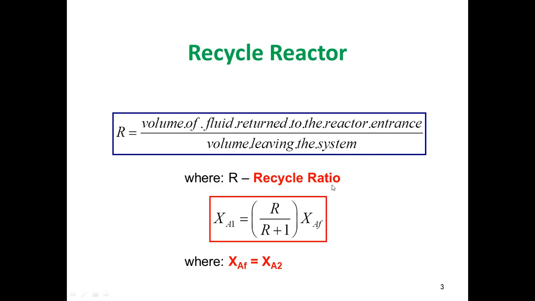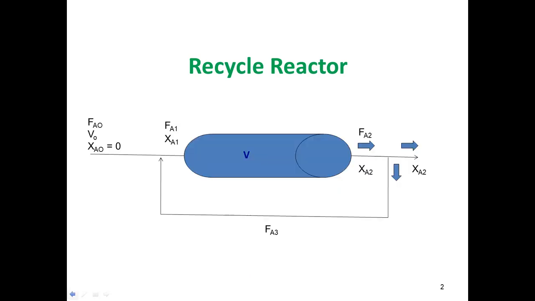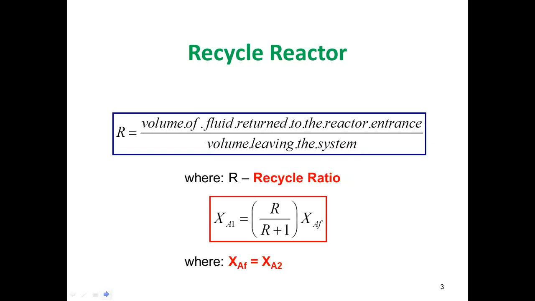Now, if you don't have volumes here to determine the recycle ratio, we can use the XA1 and the XAF. The XAF here is the XA2 in our illustration. So this XA2 is also XAF, the final degree of conversion, or the degree of conversion of the final stream that leaves your reactor, in relation to the XA1.